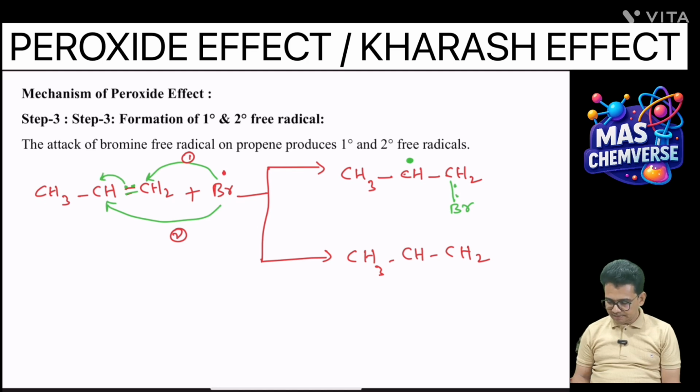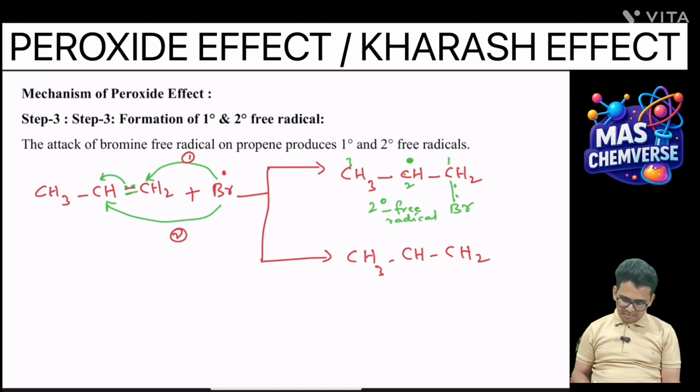Carbon free radical present on which carbon? This is the first carbon, this is the second, this is the third. Second carbon free radical is present. That's why what is it called? Secondary free radical.